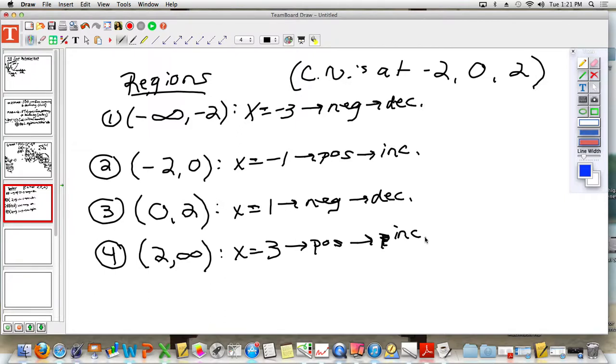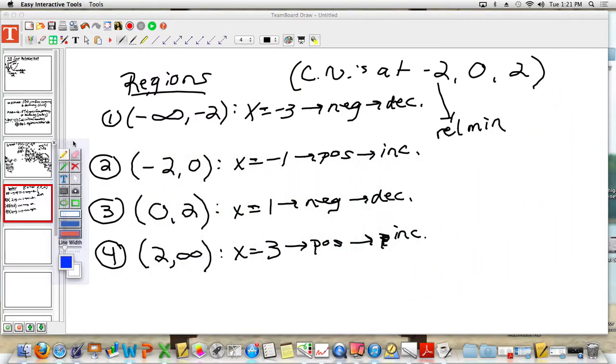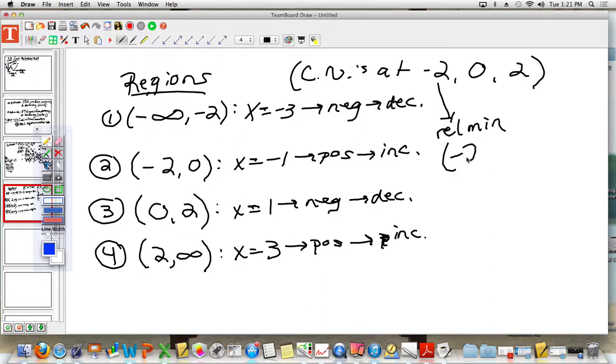From negative infinity to negative 2, the graph is going down. So what do we call negative 2? Negative 2 is going to be a relative minimum. But there's more to it than that. It is a relative minimum, but I want you guys to tell me what it is. It is negative 2, comma something. But you need to find the y value by going back to your original function.